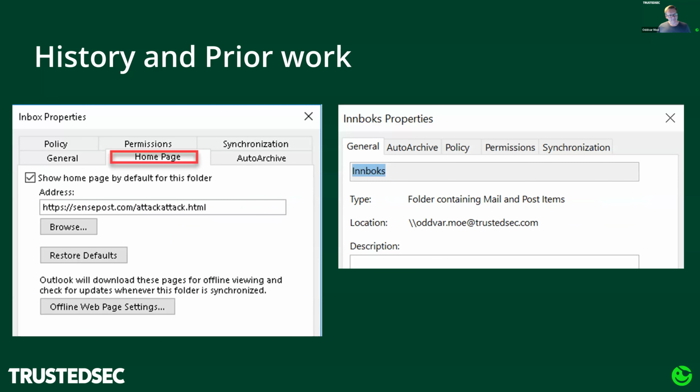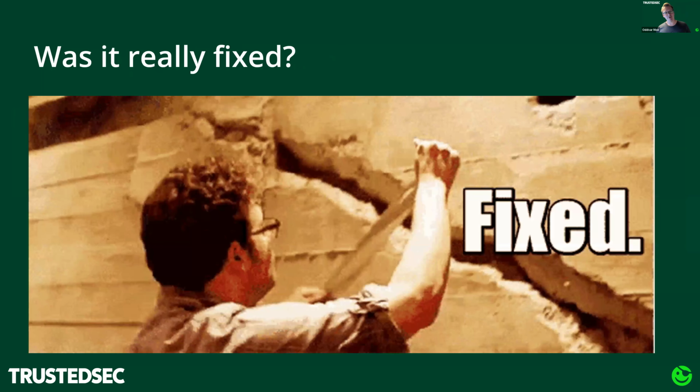On the left side, you see how it was before the patch. On the right side, even though it's in Norwegian, you can see how it was after the patch. You see the tab for homepage is gone. But it raises the question, though: was it really fixed? And of course, since you're on this webinar, you probably already know the answer to this. It wasn't fixed.